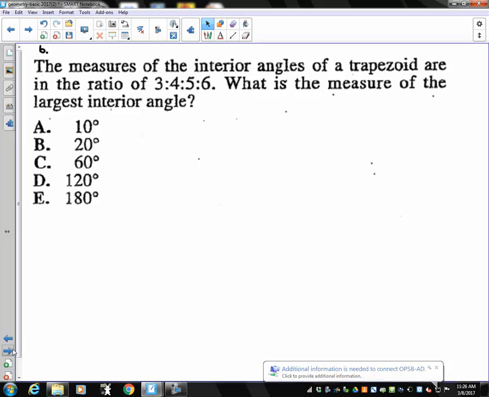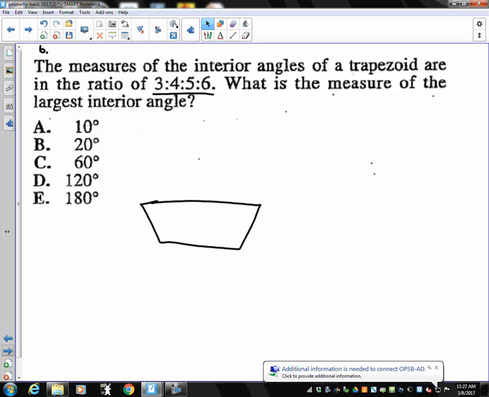Okay, the next one here we have the measure of the interior angles of a trapezoid are in the ratio of 3, 4, 5 to 6. What is the measure of the largest interior angle? So I'm just going to draw myself here a trapezoid. Now we talked about this one yesterday. We have the ratio of the angles.